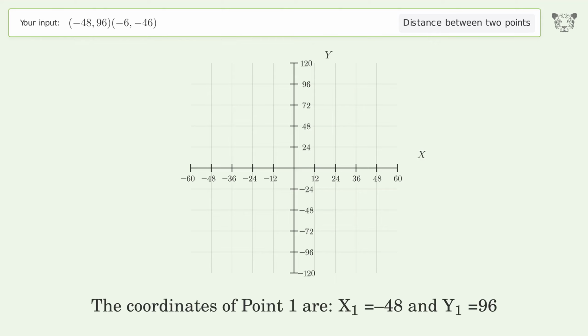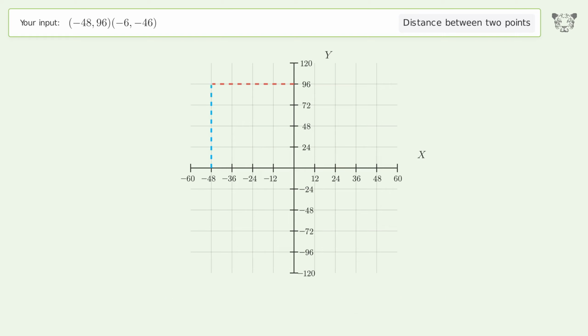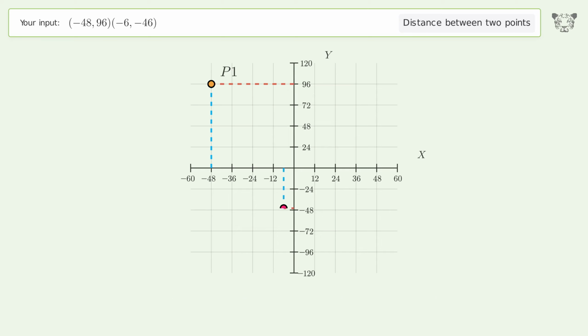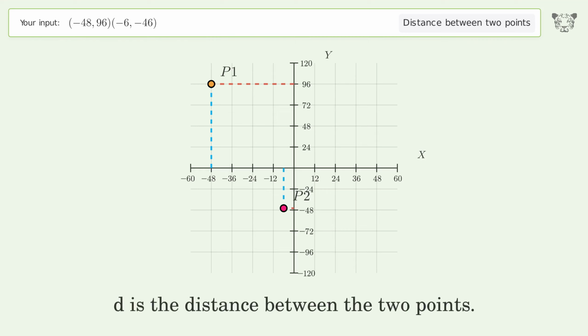The coordinates of point 1 are x1 equals -48 and y1 equals 96. The coordinates of point 2 are x2 equals -6 and y2 equals -46. D is the distance between the 2 points.